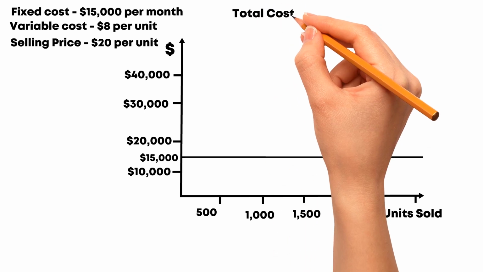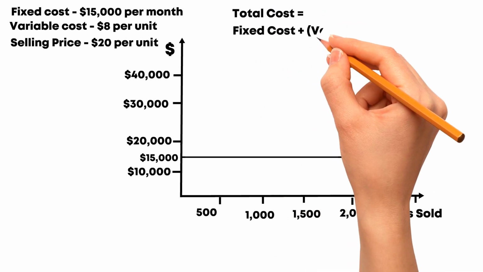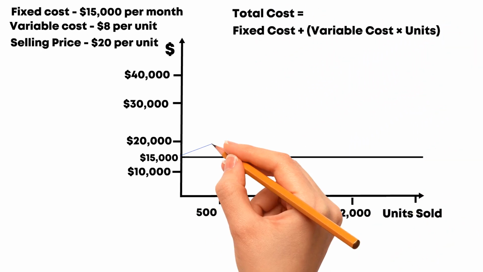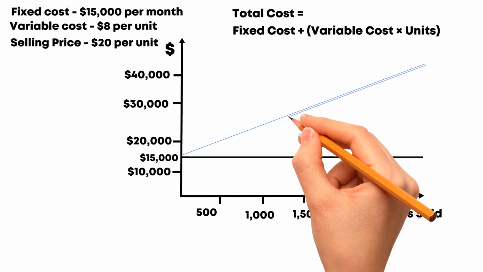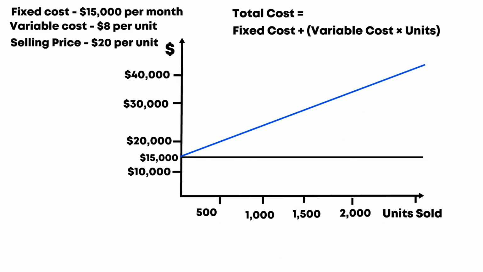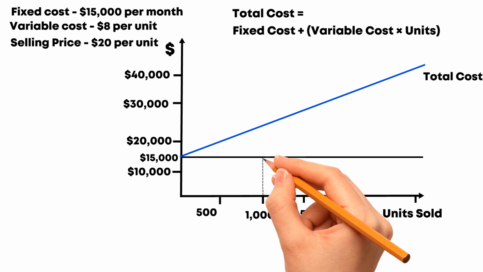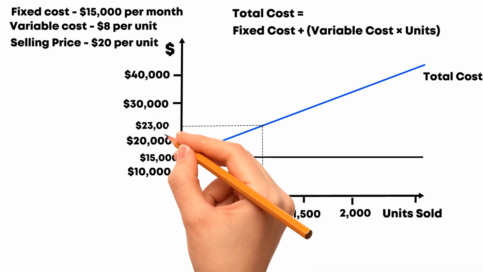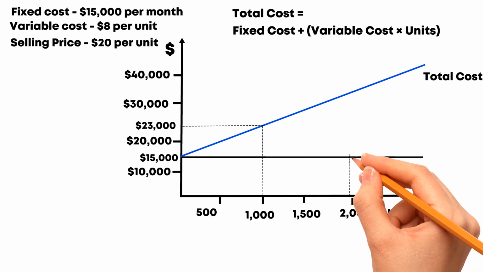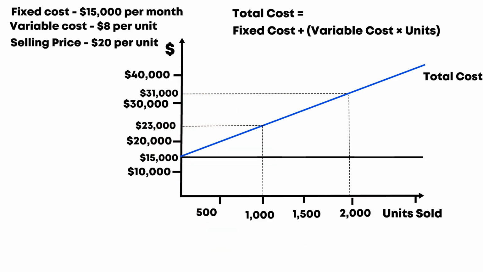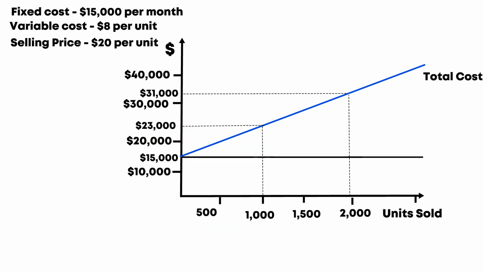Total cost equals fixed cost plus variable cost times units. This line starts at $15,000 and climbs by $8 for every unit sold. At 1,000 units, the total cost is $23,000. At 2,000 units, $31,000.